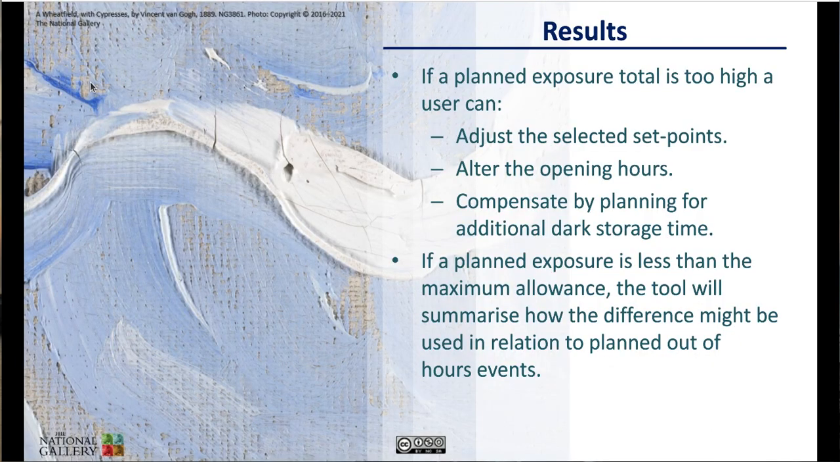Now, if a planned exposure total is too high, users can adjust the various selected set points, perhaps alter the opening hours, and potentially compensate by planning for additional dark storage time. So putting the objects in storage before or after the event to compensate for the increased amount of light. If a planned exposure is less than the maximum allowance, the tool will summarize how the difference might be used in relation to planned out-of-hours events. So basically, if you have X number of lux hours left, that can equate to so many press events or so many evening events within the exhibition or display.